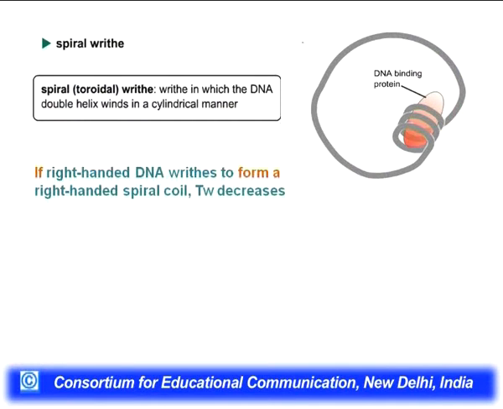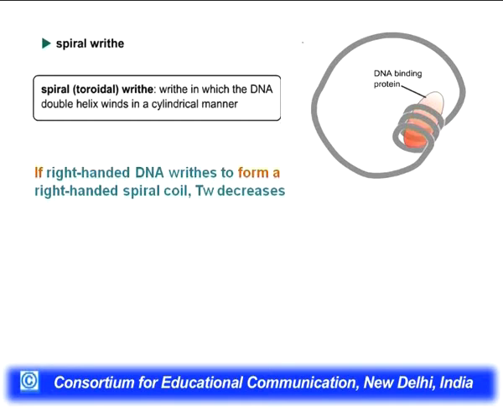Now if right-handed DNA writhes to form a right-handed spiral coil, then the twist has to decrease. So this is basically the opposite of the interwound helix. What was happening in the interwound helix, when the interwound writhe was occurring, if right-handed was doing it in the right-handed direction, then the twist was increasing. If right-handed was doing it in the left-handed direction, then the twist was decreasing, because twist was going to accommodate the number of writhes which were occurring.